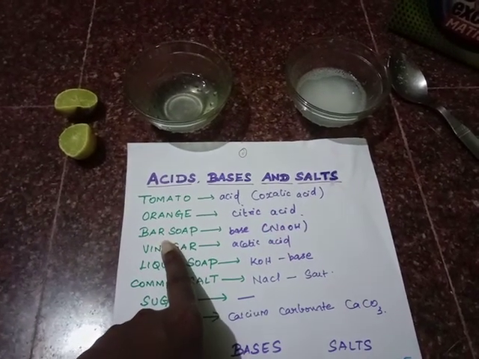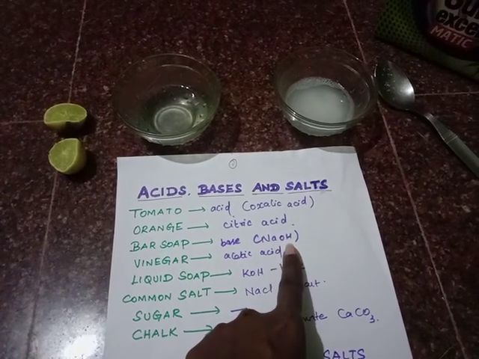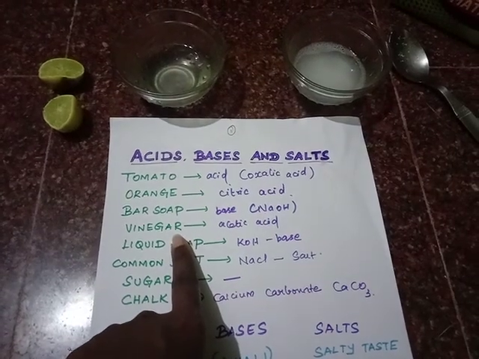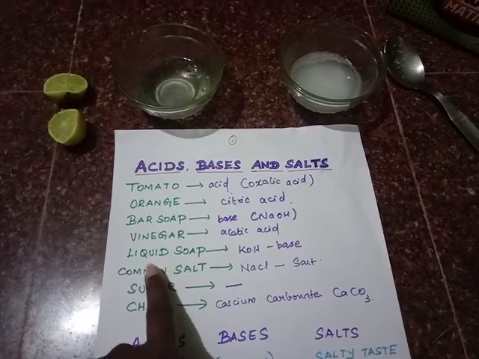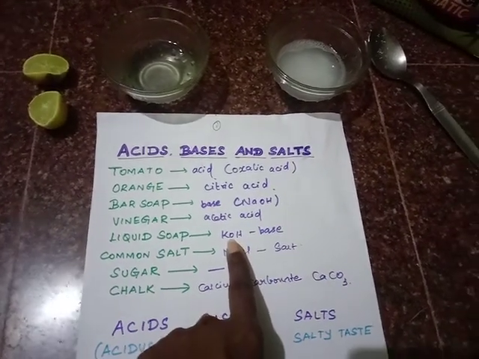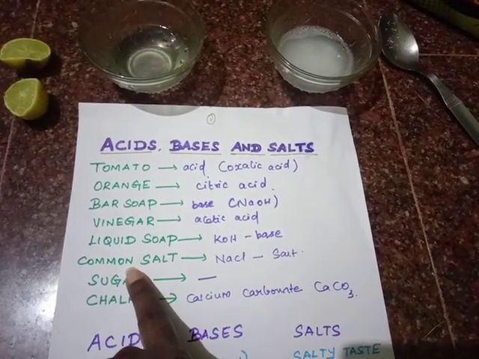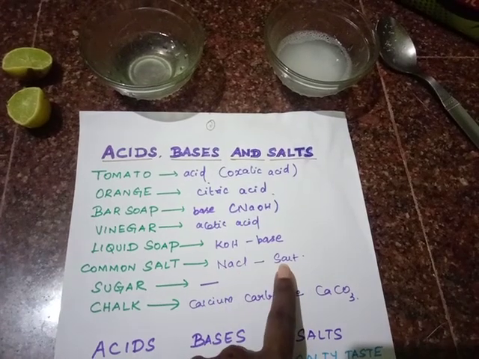Third one is a bar soap. It is a base because it consists of sodium hydroxide, that is NaOH. Next one is vinegar. It consists of acetic acid, so it belongs to acids. The next one is liquid soap. It consists of KOH, that is potassium hydroxide, so that is also a base. The next one is common salt. We know that is NaCl, sodium chloride, so it is a salt.